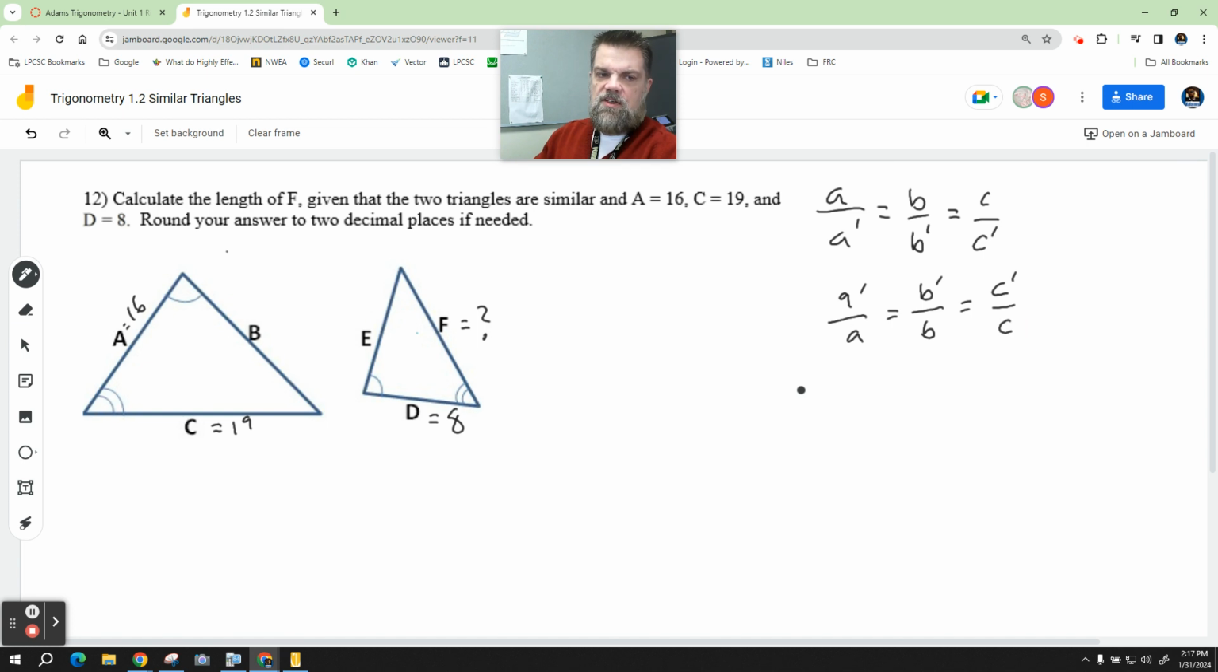Now this looks like a smaller triangle, so I'll call this the small triangle. And we can call this one the big triangle, but it's basically the same thing. So I'm going to say A over C on the big triangle should be proportional to... So now I got to figure out what corresponds with A.